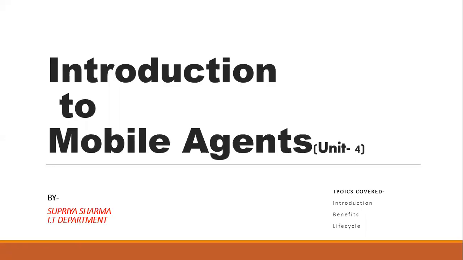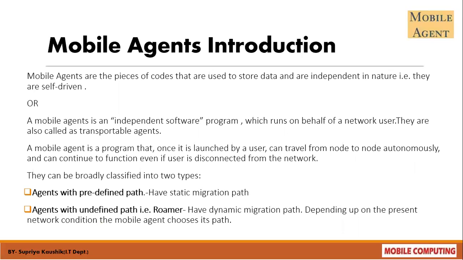So the topic is mobile agent, the topic of unit 4. Mobile agents are pieces of code that are used to store data and are independent in nature. That is why they are called self-driven in nature. Or a mobile agent is an independent software program which runs on behalf of a network user. They are called transportable agents.